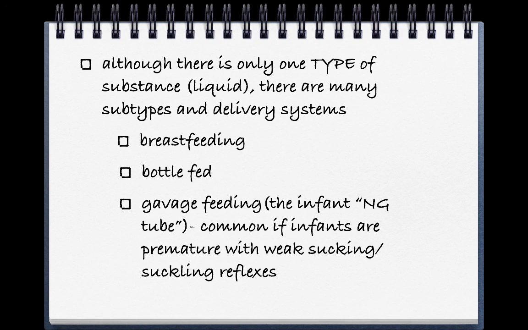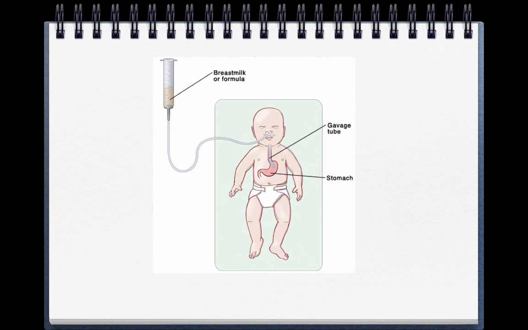That is, the infant who has a tube which is inserted up and over the velum and into the pharynx, helping them to get nutrition even if they have poor suckle or suckling reflexes and abilities. So it's sometimes called the infant NG tube, gavage feeding. It is a tube. It looks a lot like an NG tube that you might see in adults.